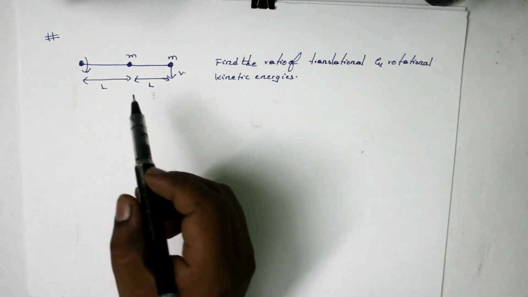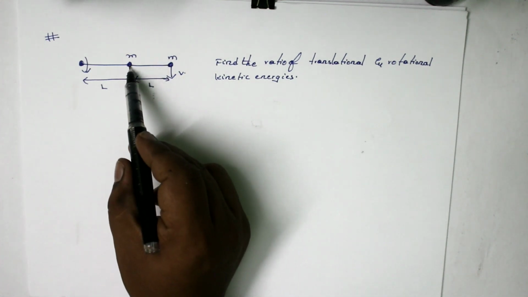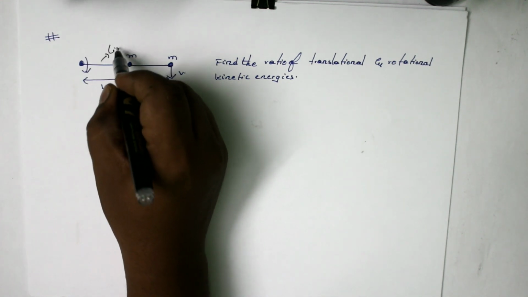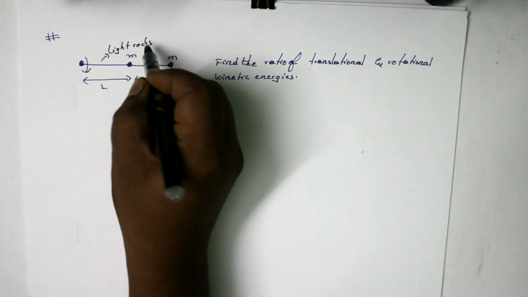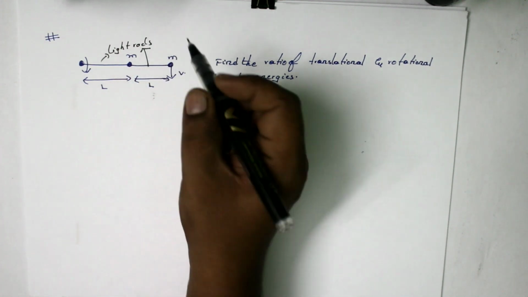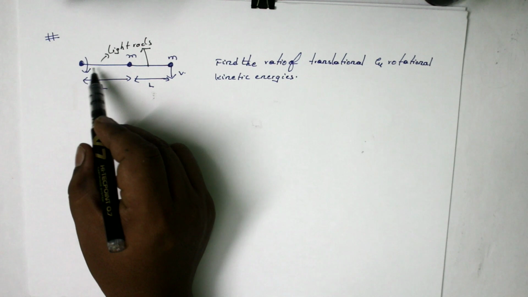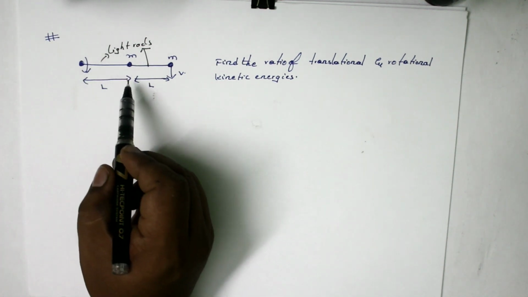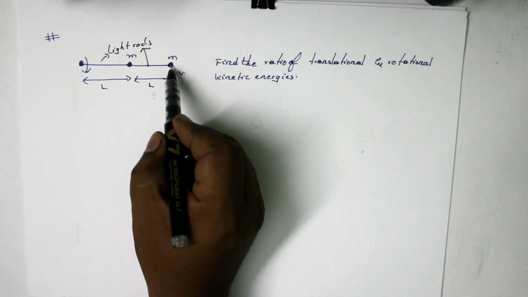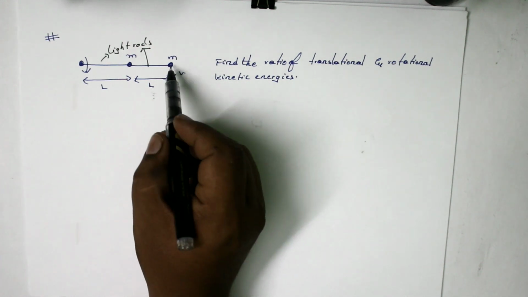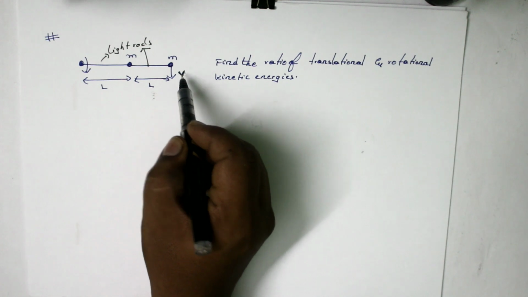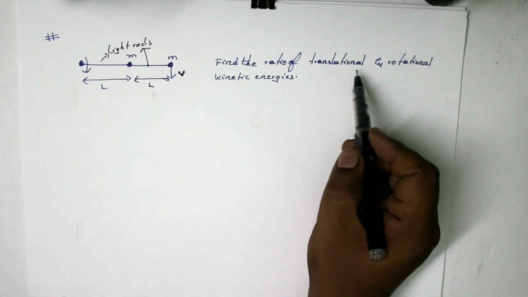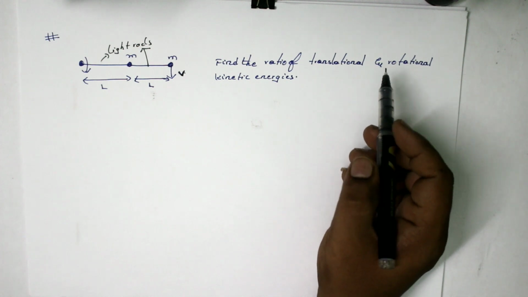Now let us see this question. These are two masses, m and m, which are connected by light rods. These two masses are rotating around this axis, and the length of each rod is L and L, and the endmost mass is moving with a tangential velocity of v. Then we are supposed to find the ratio of translational and rotational kinetic energies.